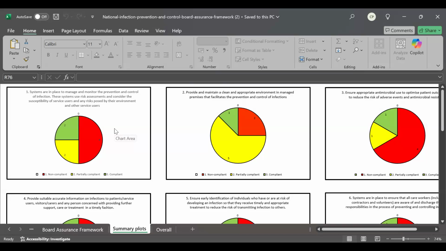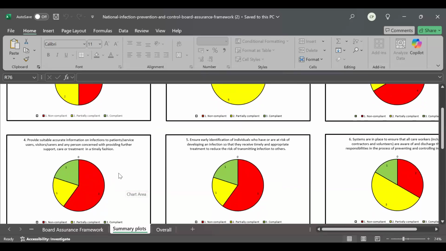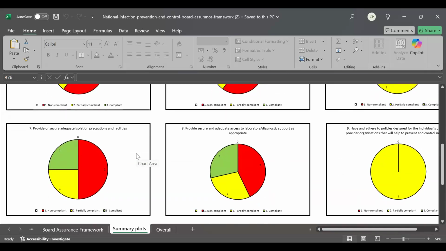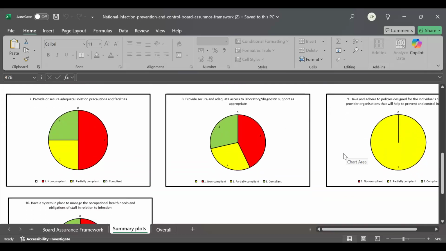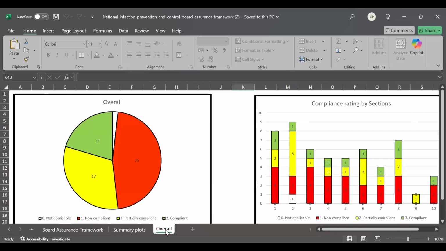So 1, the systems are in place. 2, your governance systems. 2, your clean environment. 3, antimicrobials. Information on infections. Identification of people who are at risk and the isolation, and systems in place for contractors and volunteers, isolation facilities, laboratory facilities, and the policies within the organisation, the occupational health needs and obligations of staff. So that also can go into an overall of where you are in each of these areas.